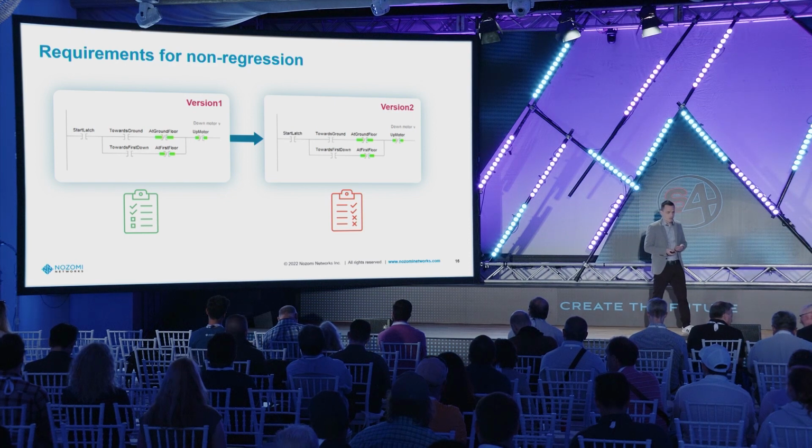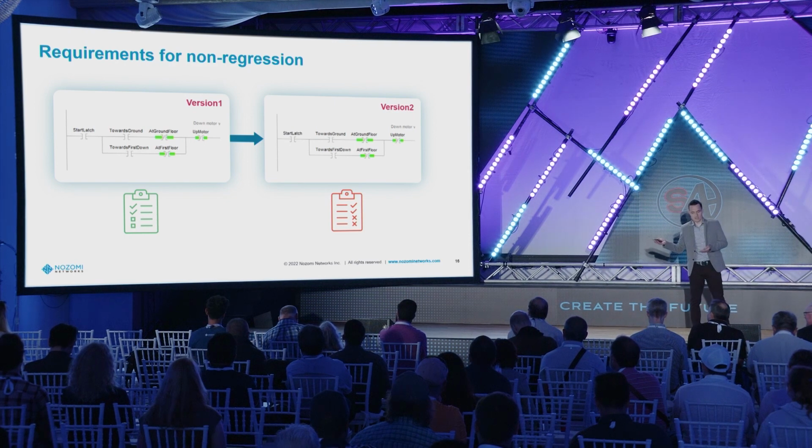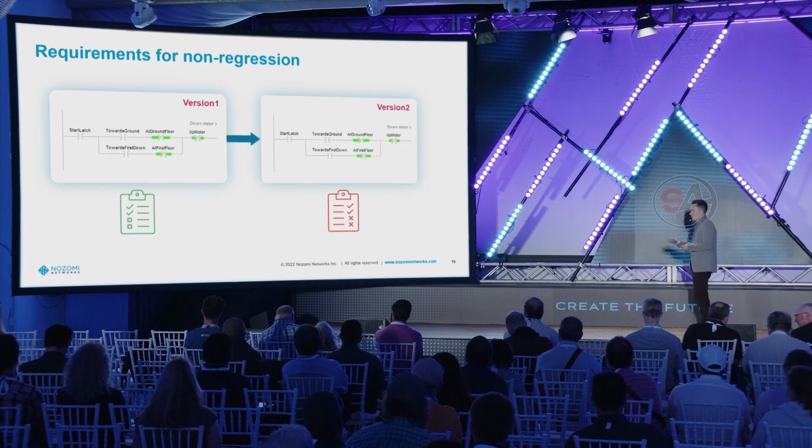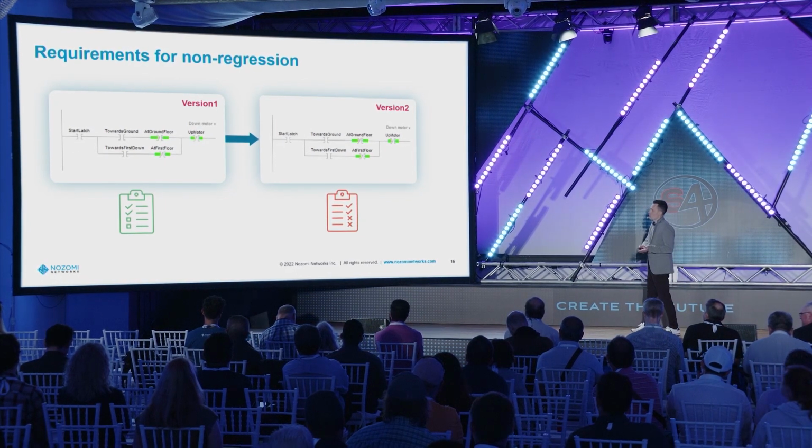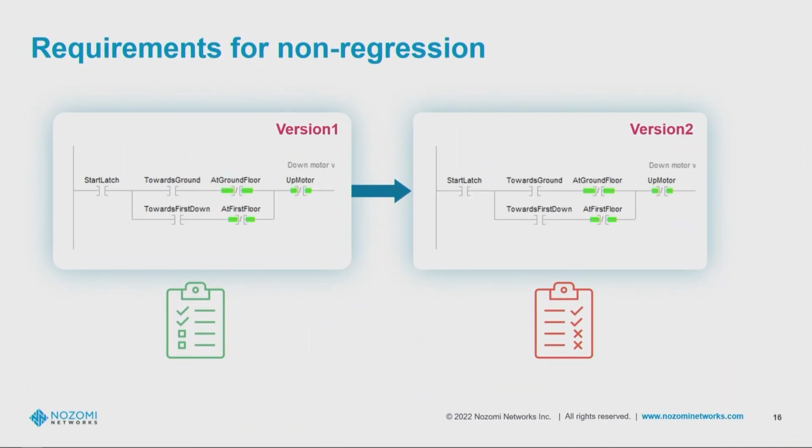Another usage for checking the requirements is classical non-regression. We have the first version of the program, which satisfies all the requirements, and now I have to produce another version of the program, and if it's not correct, some requirements will not be satisfied.